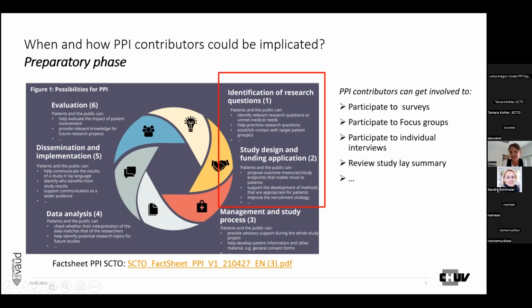So concretely, you can involve them to participate in surveys, focus groups, and individual interviews to collect their opinions and visions. But you can also ask them to review, for example, your study lay summary to make it more understandable and clear for the public.